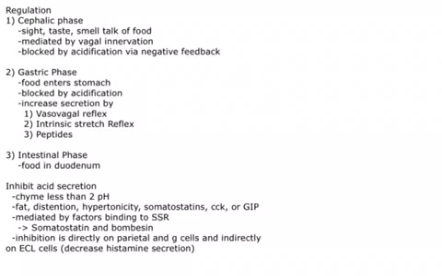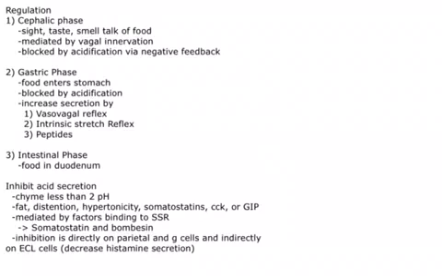So I have some of these written down, the inhibition of acid secretion that we were just talking about right here. So the chyme has to be less than 2 pH, fat, distension, hypertonicity, somatostatin, CCK or GIP can inhibit acid secretion. The inhibition is also mediated by factors binding to the somatostatin receptor: the somatostatin from the D cells and the bombesin, which is unknown where it's coming from. We will talk about the bombesin in another slide.